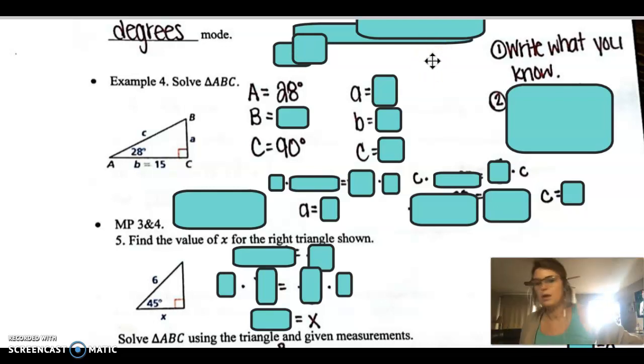We also know that side b is 15, so we can write that.